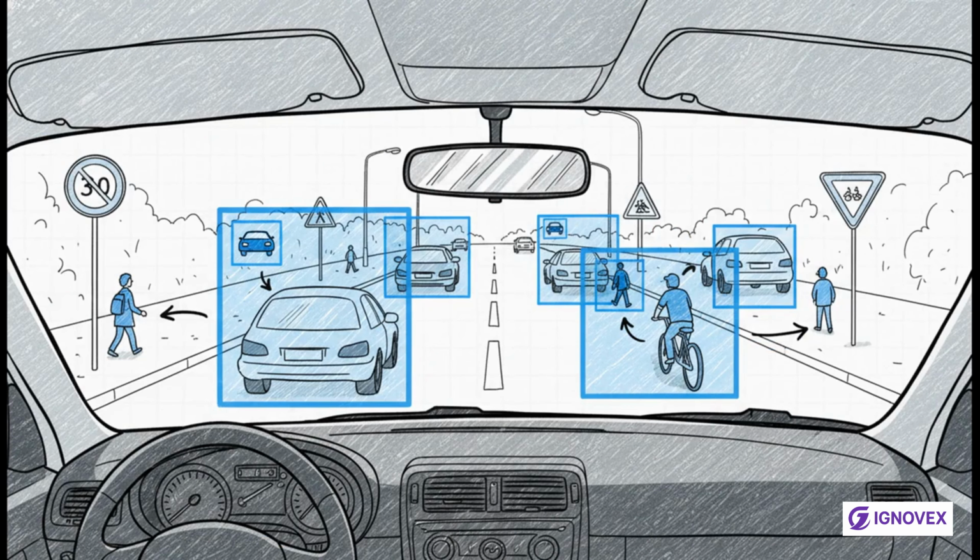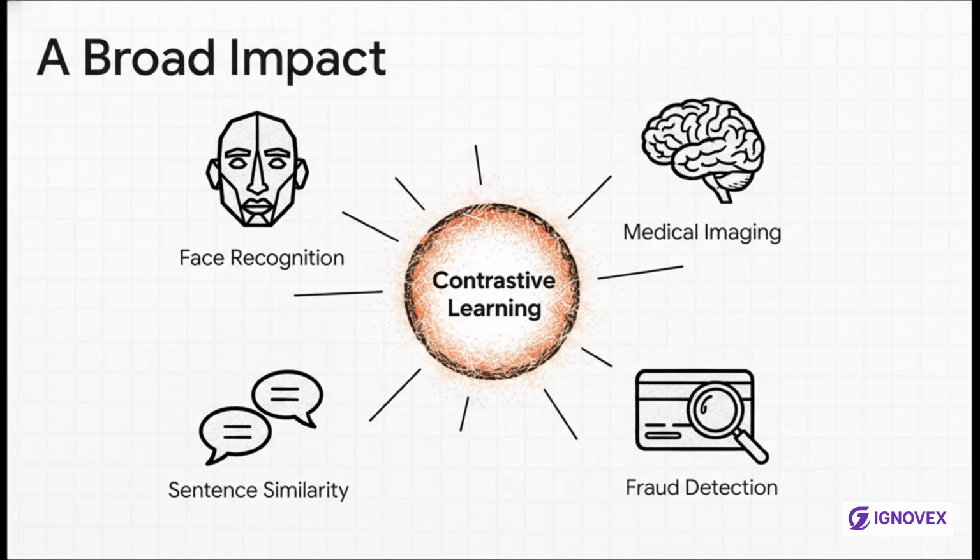And this is a big one. It plays a huge role in perception systems for autonomous driving. A self-driving car needs an incredibly robust understanding of the visual world around it, and contrastive learning helps it build that understanding from just massive amounts of unlabeled driving data. And the impact here is just massive. It's not limited to just one domain. We see it in computer vision for things like face recognition and analyzing medical images, but also in natural language processing, where it's used to understand the subtle similarities between sentences and entire documents.